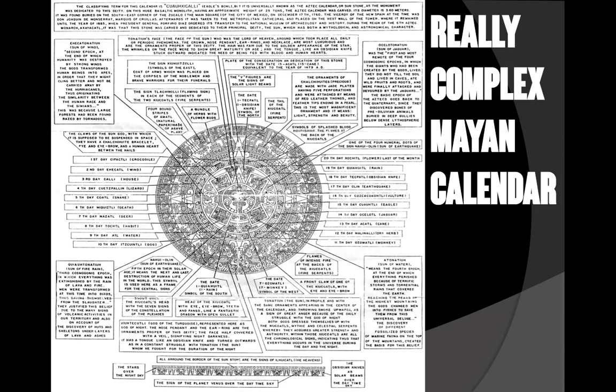Mayans wrote numbers in two ways. They had a system of dots and bars, and then they also had a set of pictorial variants. You would have seen both in the calendar. The Mayan actually had a concept of zero too, which was really ahead of its time, because it would be centuries later that Hindu mathematicians would discover this concept of zero in India.